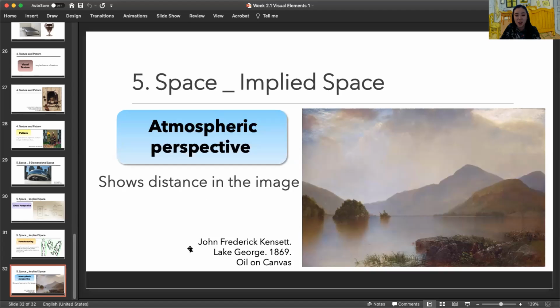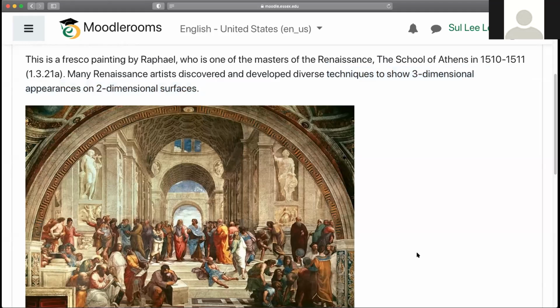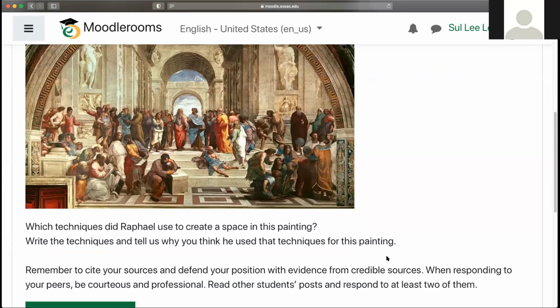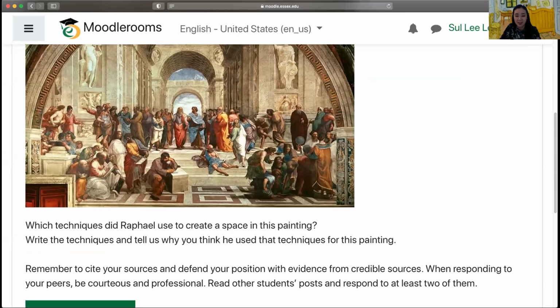And also you can mention any other visual element you can see in this painting. All right. Any questions?